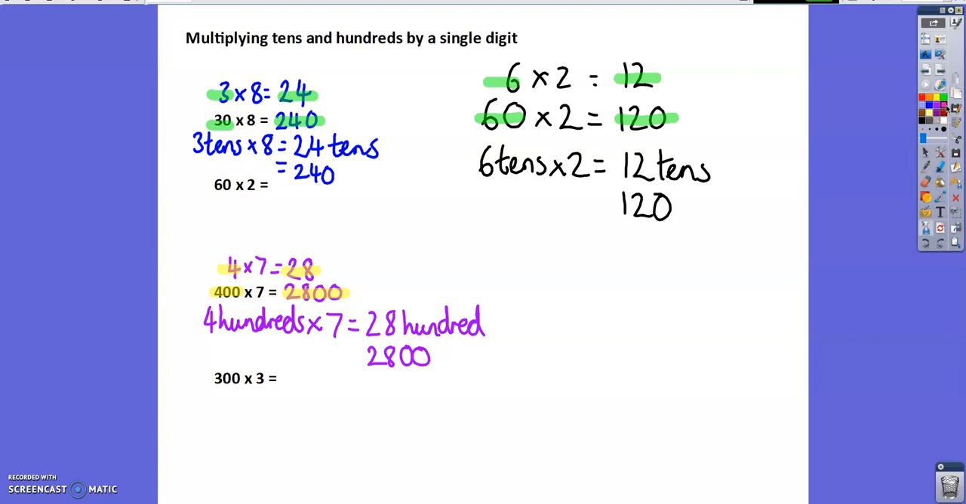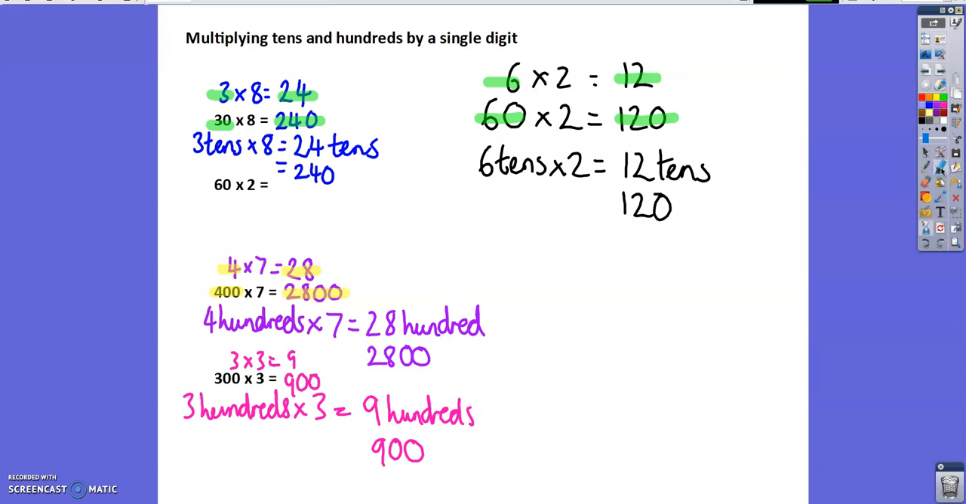So let's look at 300 times 3. So I know 3 times 3 is equal to 9. So here I have 300s times 3, and that gives me 9 hundreds. So 9 hundreds is 900, which means 300 times 3 is 900. And once again, we can see here 300 is 100 times bigger than 3. And we can see that 900 is 100 times bigger than 9. And we're making those links again.